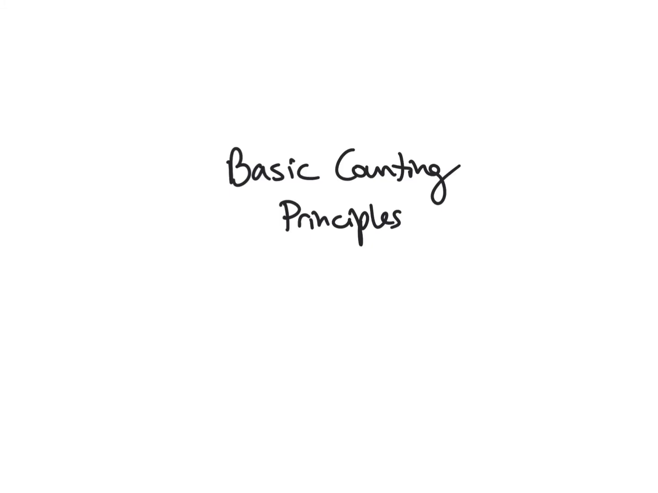Hello everyone. In this video we're going to talk about some basic counting principles. The first is going to be the rule of products, and this basically arises from something that we already know of Cartesian products, namely that the number of elements in a Cartesian product is simply the number of elements in the first set times the number of elements in the second set.